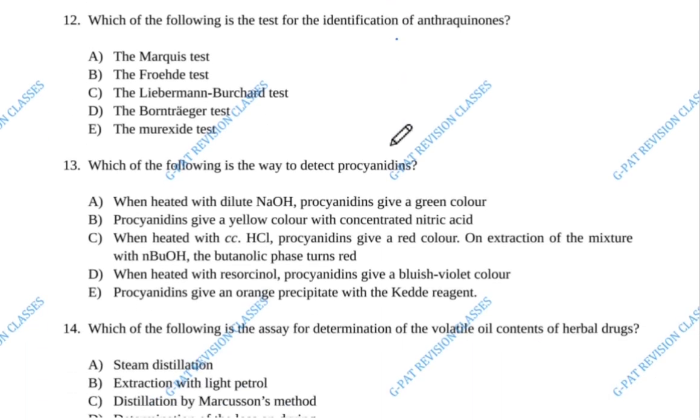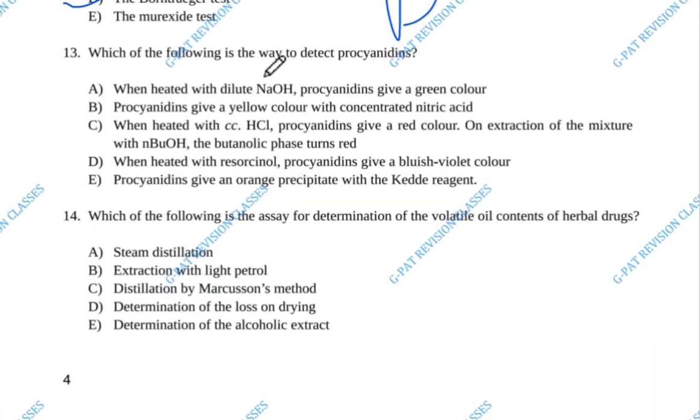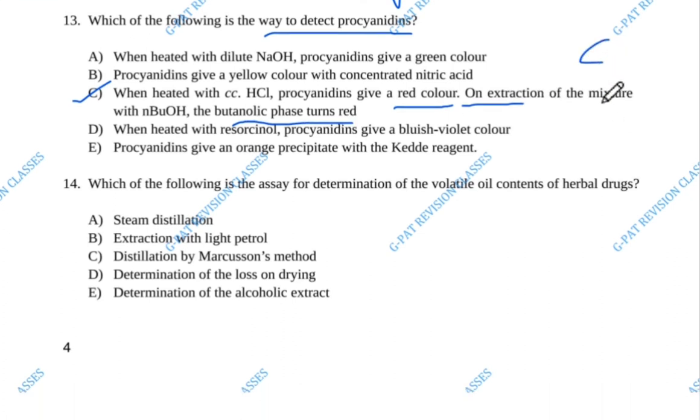Next is 12 question number. Which of the following is the test for the identification of anthraquinones? The answer is D. The Bornträger test. Next is 13 question number. Which of the following is the way to detect procyanidins? The answer is C. When heated with concentrated hydrochloric acid, procyanidins give a red color. What are they giving? Red color. On extraction of the mixture with butanol, the butanolic phase turns red. Okay? Answer is C. Next is 14 question number.